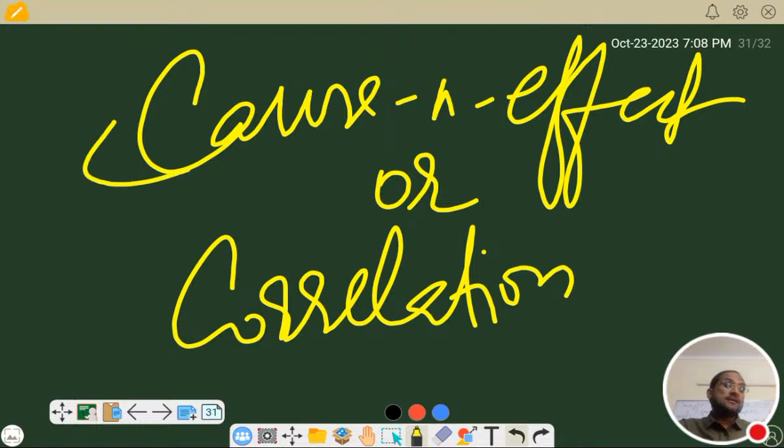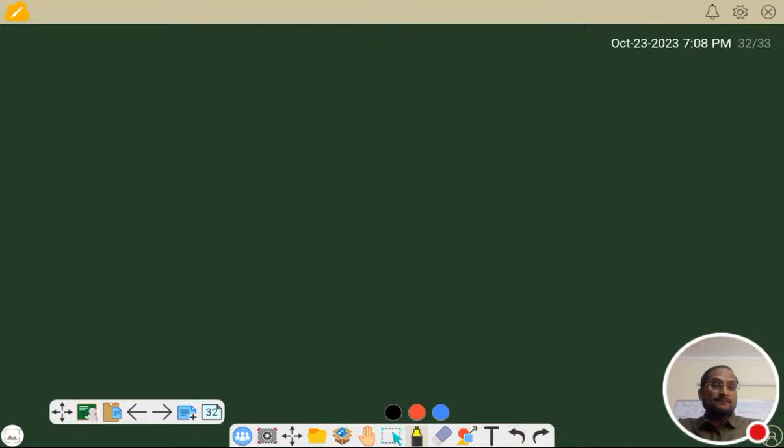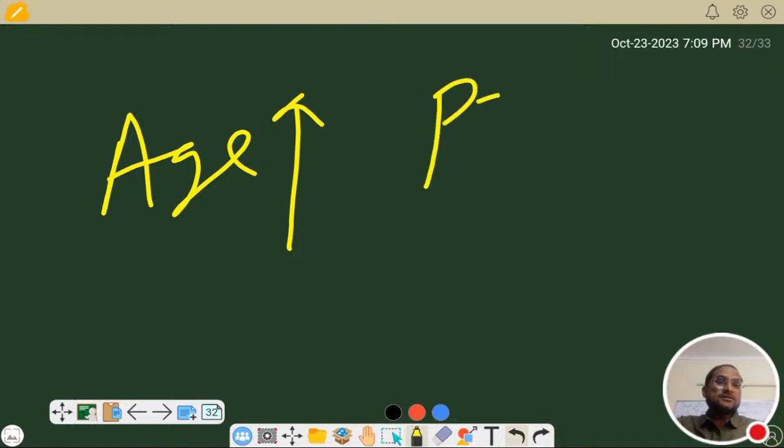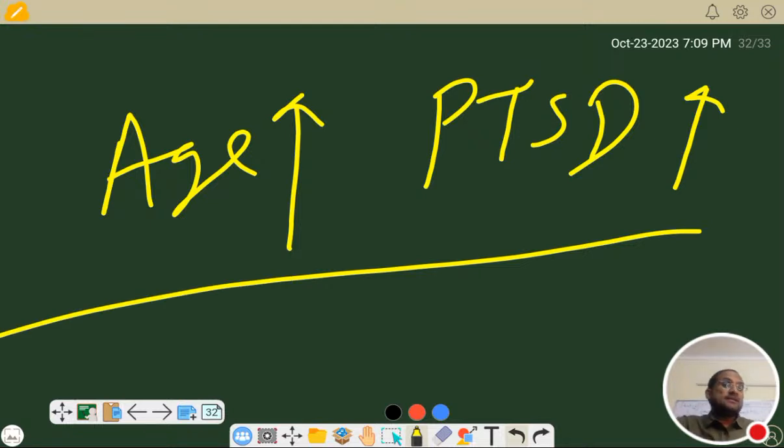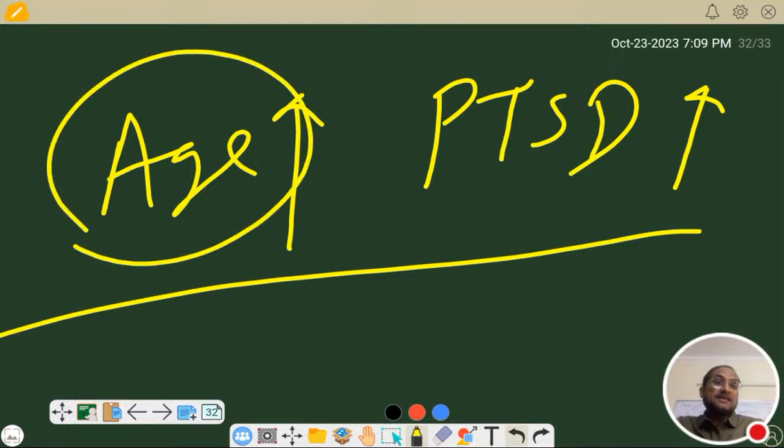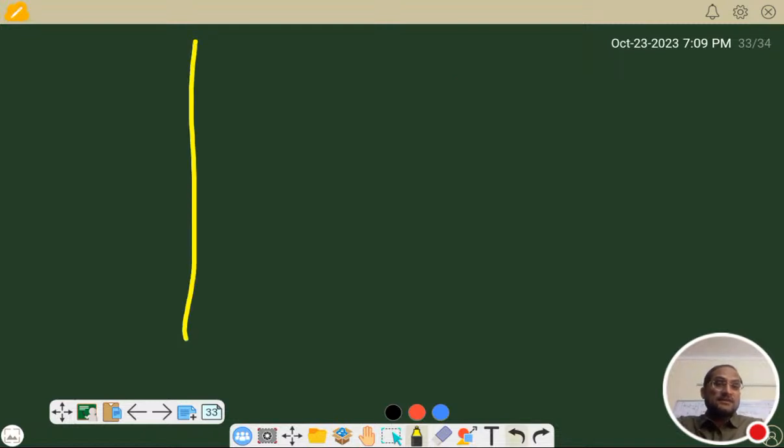In correlation, we find that as the age increases, the incidence of PTSD increases. But it does not mean that age is the cause of PTSD. With growing age, people are unable to cope with the stress, and that's why PTSD occurs. But age is not the only factor. So definitive cause and effect cannot be established in correlational research. Correlational research will only give you this analysis.